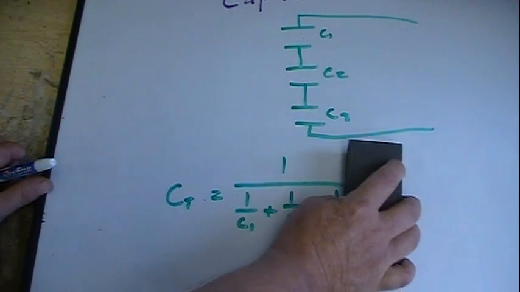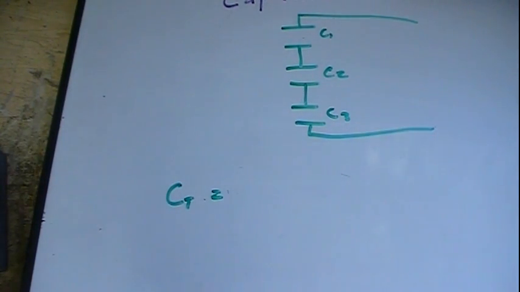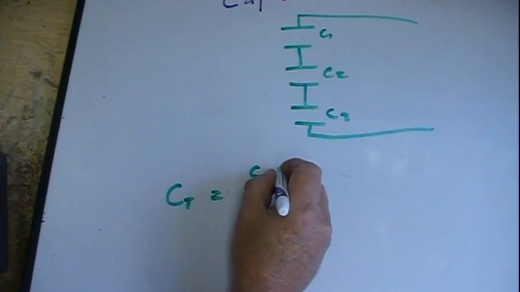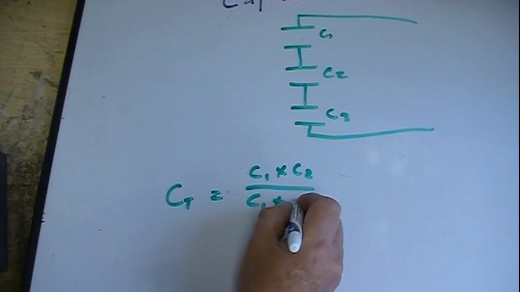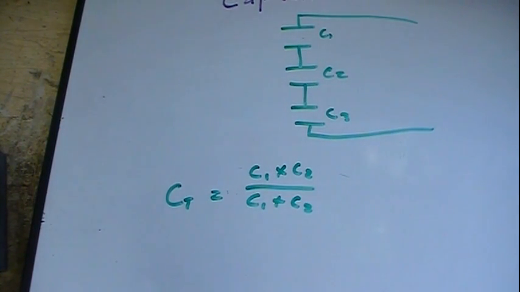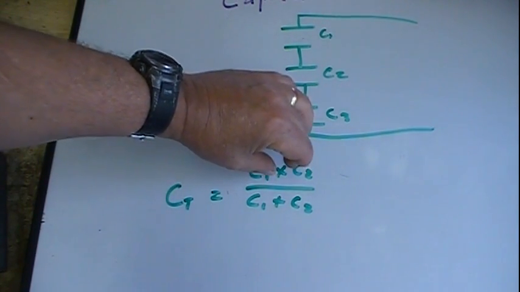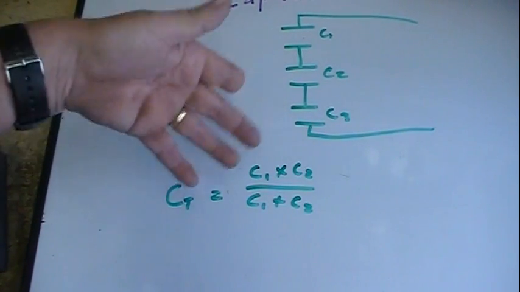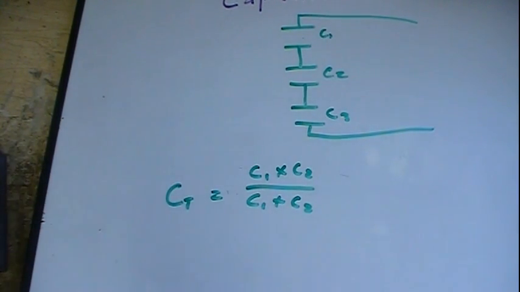Another formula, if I have just 2 caps in series, is product over sum. Product over sum would be C1 times C2 over C1 plus C2. A little bit simpler formula. You just take the 2 capacitors, multiply their capacitances together for the numerator, and add them together for the denominator, do the division, and you've got your total capacitance. Same thing with resistors in parallel, if you have just 2.